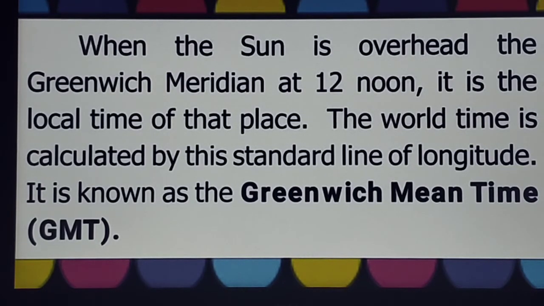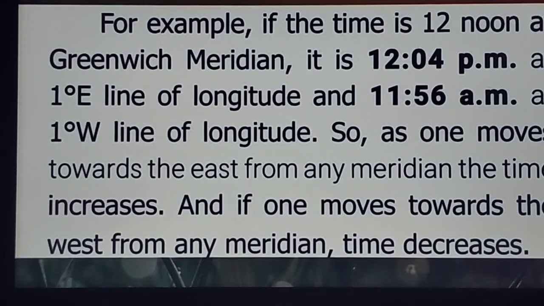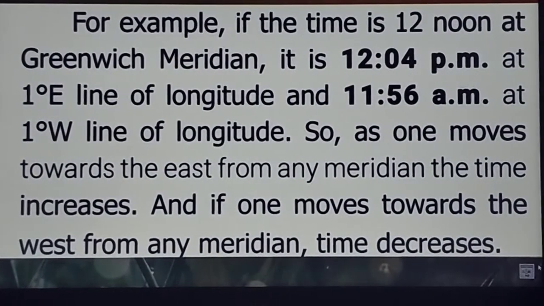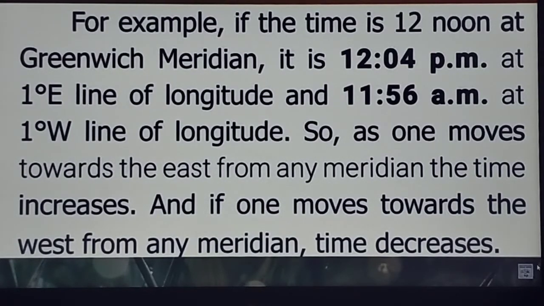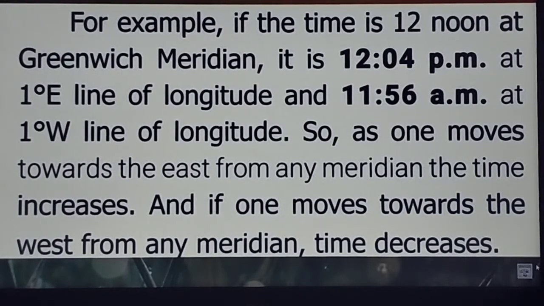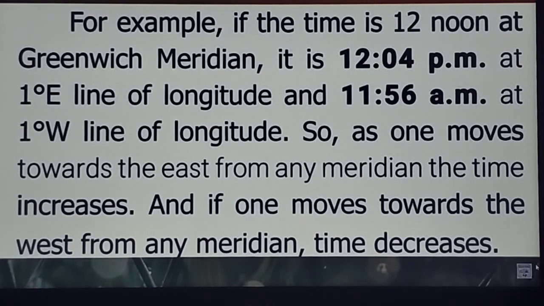For example, if the time is 12 noon at the Greenwich meridian, it is 12 hours 4 minutes PM at the 1 degree east line of longitude and 11 hours 56 minutes AM at the 1 degree west line of longitude. So as one moves towards the east from any meridian, the time increases, and if one moves towards the west, the time decreases.